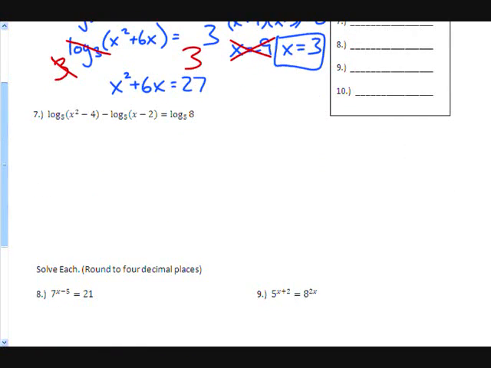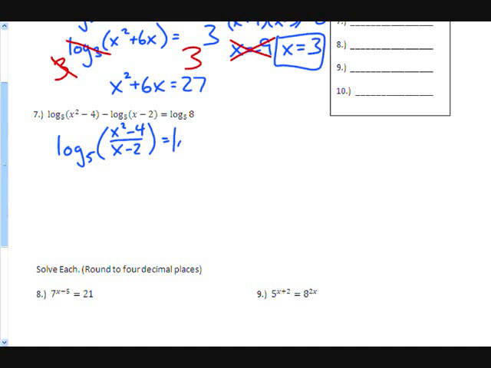For this next one, again, I want to start off the same way. I've got to condense this to one logarithm. So right now I have 2 logarithms of the same base being subtracted. I can rewrite it as one logarithm of the 2 things being divided. So that's going to be log of x squared minus 4 over x minus 2.